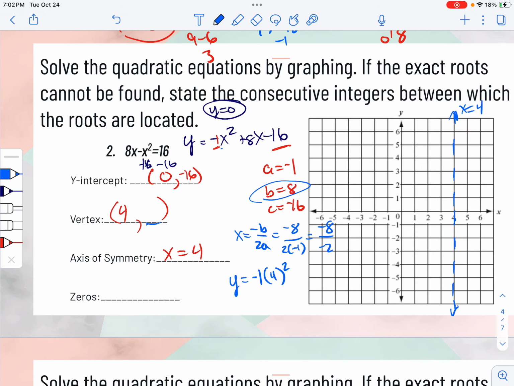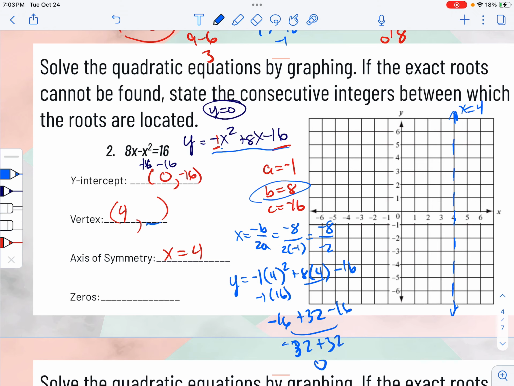Plus, okay, I got to look up here. Plus 8x, plus 4, and then minus 16. Okay, so the 4 squared, I don't multiply -1 times 4 and say that's -4 squared. That's wrong. Order of operations, think about it. You do exponents first. So 4 squared is 16, times -1 is -16. This would be plus 32 and minus 16.